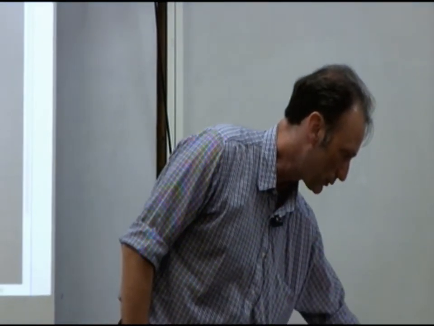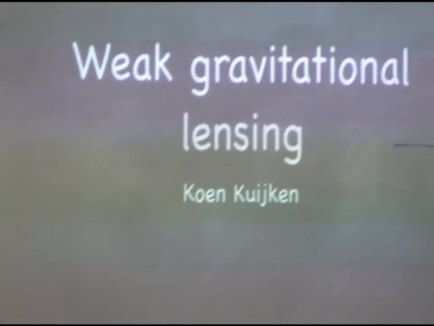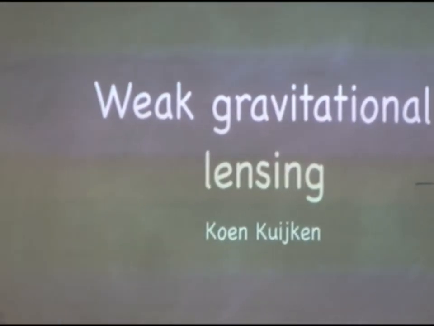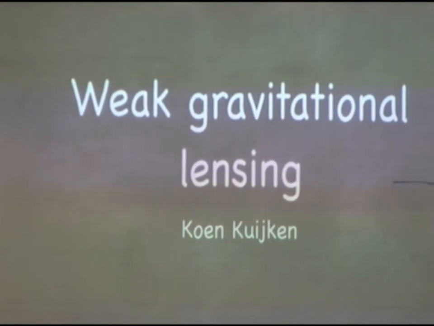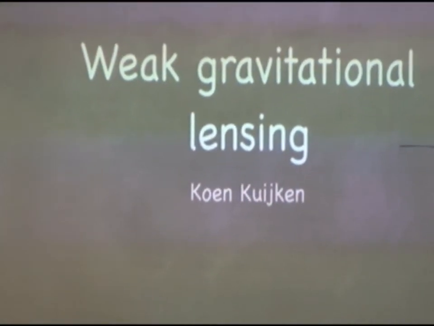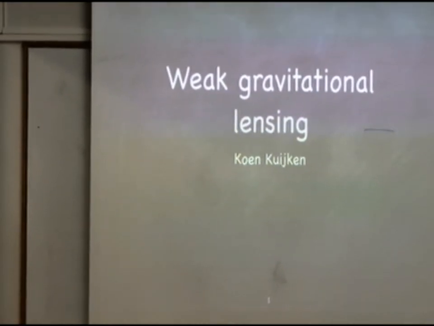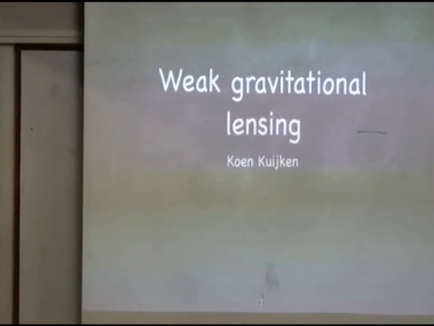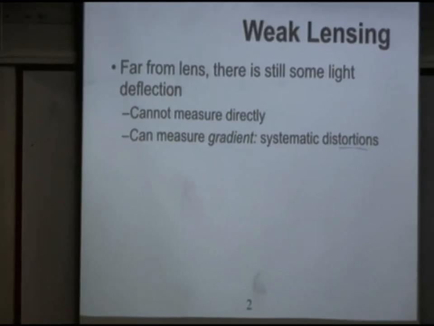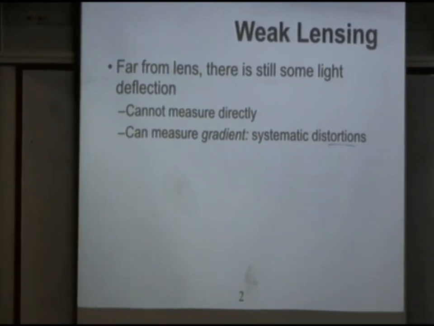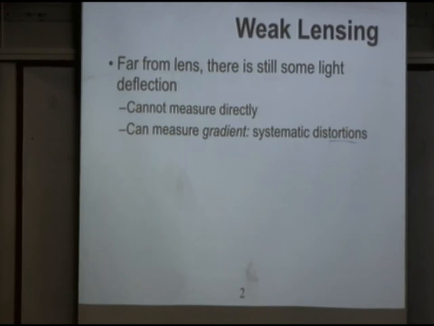So much for microlensing and for strong lensing. Today we're going to talk about the third context in which gravitational lensing is very important, which is what we call weak gravitational lensing. And so weak lensing talks about basically all the other cases.